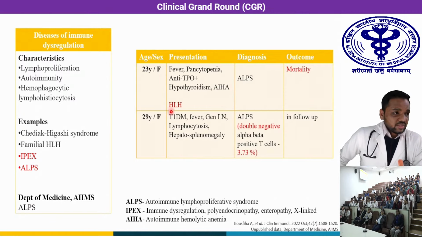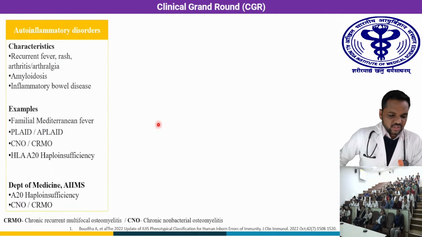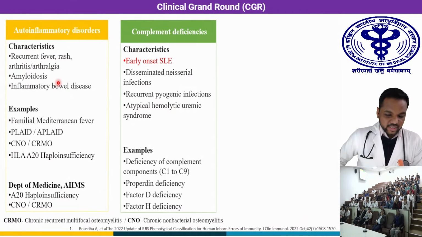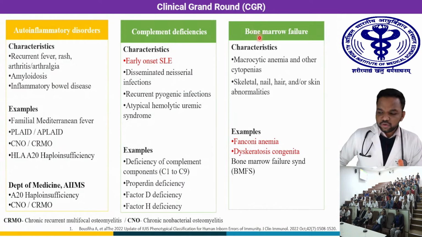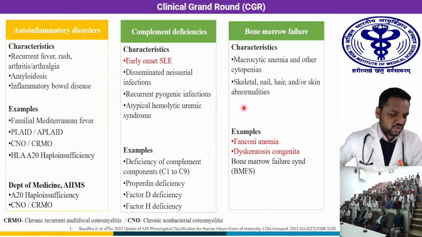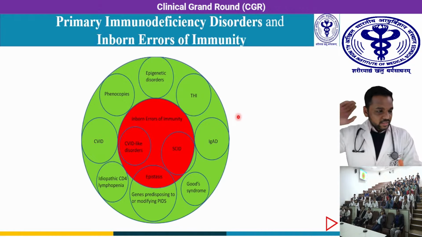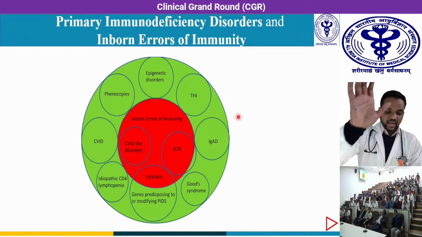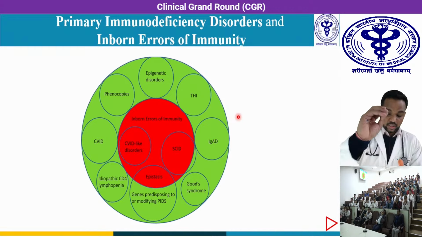So the important point to notice here is that after diagnosing these cases, we have to maintain regular follow-up and treat various manifestations that can occur in the course of the disorders. Coming to the autoinflammatory disorders, there will be a detailed discussion on it. Complement deficiencies usually present with early onset SLE, and bone marrow failure syndromes usually present with dysmorphic features and symptoms of bone marrow failure.